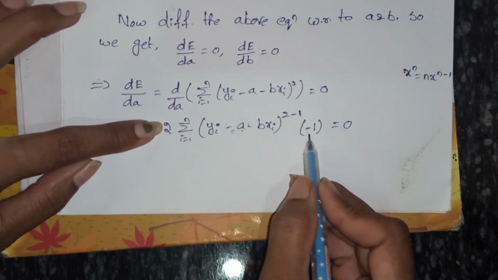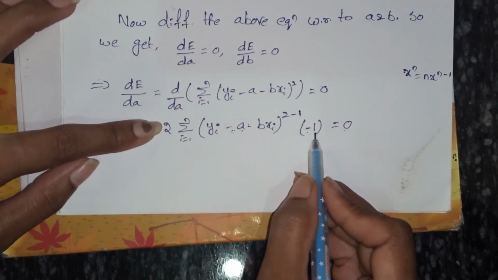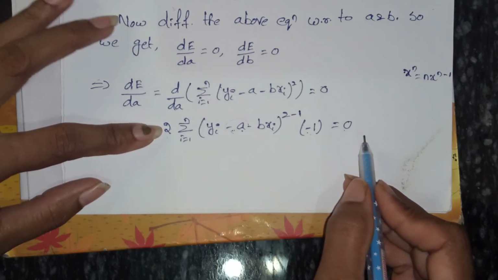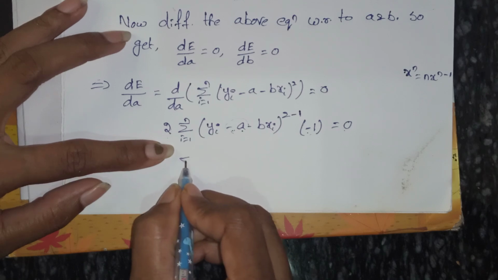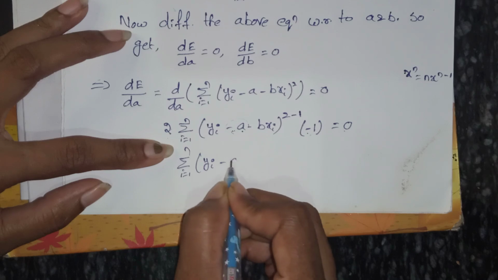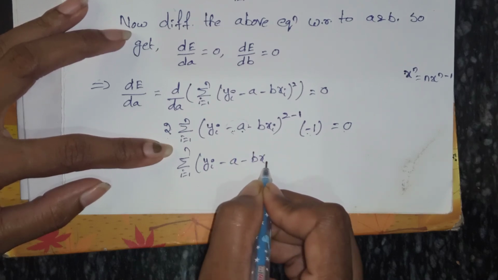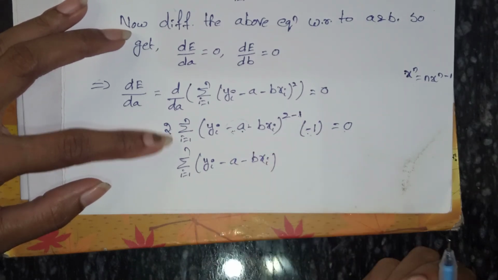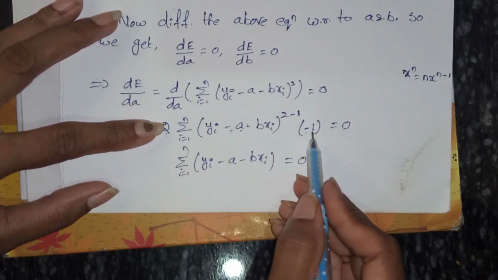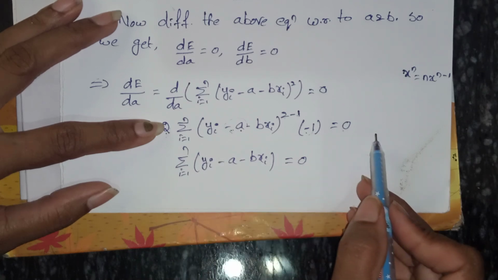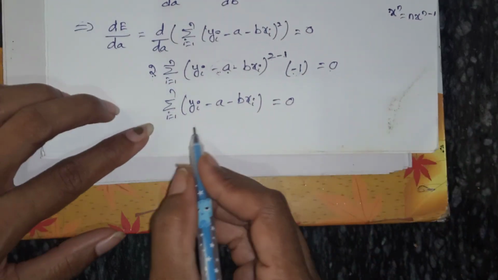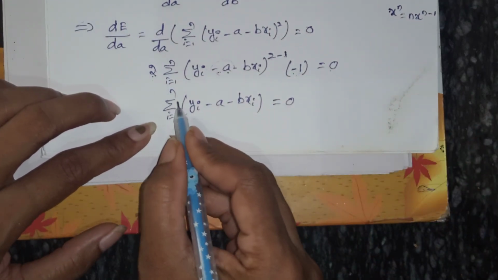So this 2 and this minus 1 become minus 2. From LHS to RHS, if we take minus 2, it becomes 0. So summation i equals 1 to n of yi minus a minus b xi, whole to the power of 2 minus 1, which is nothing but 1, equals 0. Because this minus 2 goes from LHS to RHS and becomes 0.